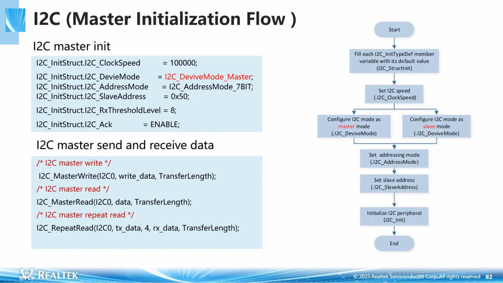I2C master initialization process is as follows. Step 1. Set clock speed. Step 2. Set transmission mode to master mode. Step 3. Set address format. Step 4. Set slave address. Step 5. Enable ACK signal. As a master, I2C provides 3 APIs for data transmission: I2C master write, I2C master read, and I2C repeat read.